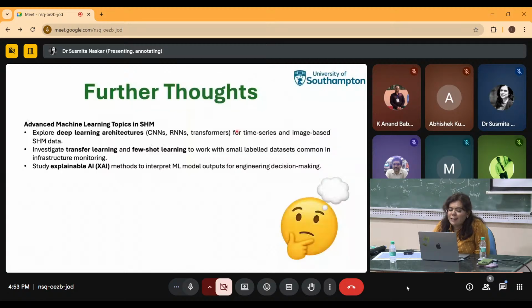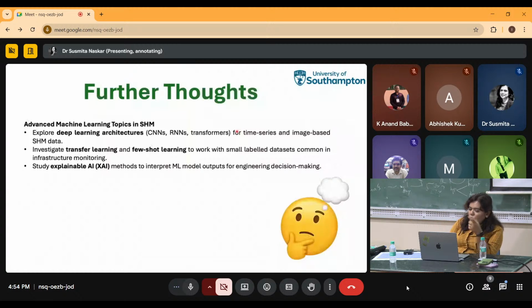We also try to investigate transfer learning and few-shot learning, because those are also small-level data sets when we talk about SHM cases or infrastructure monitoring. They are very, very important. And another important factor, if you are looking into the literature, is something very much going on nowadays: explainable AI. You will see in most of the projects and papers, this term is being used quite a lot.